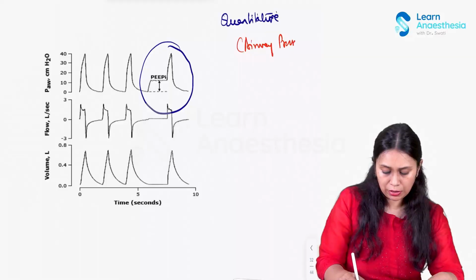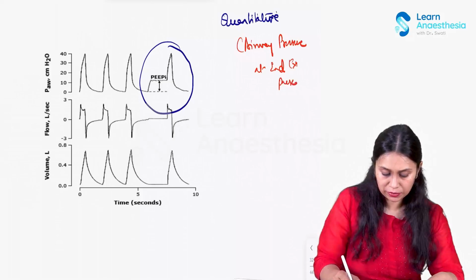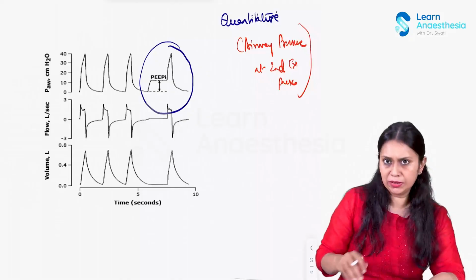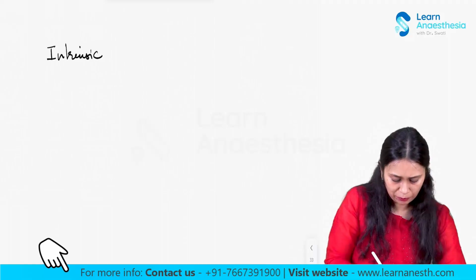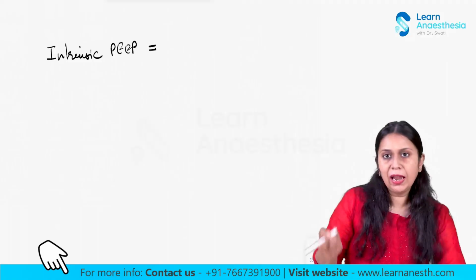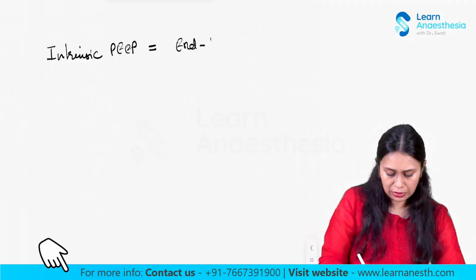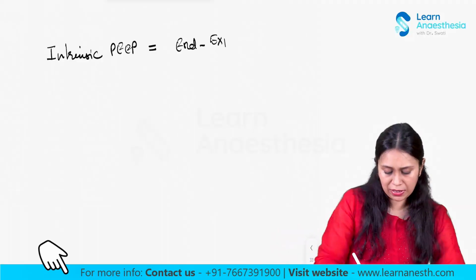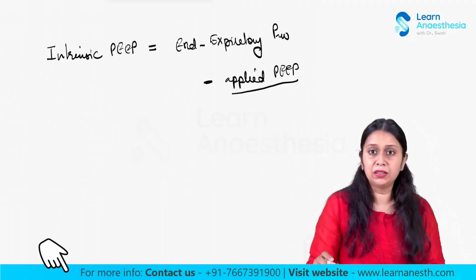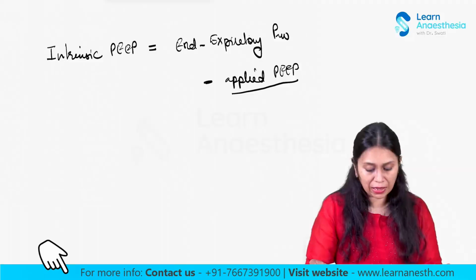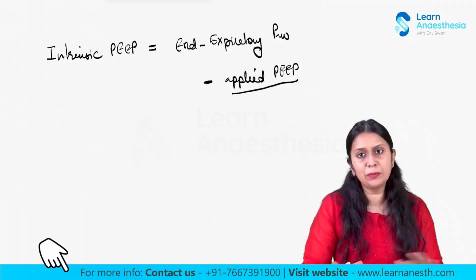The airway pressure at end expiration, at expiratory pause, right. So let us first understand, then I'll come back to this graph. What is the formula to calculate the intrinsic PEEP? Intrinsic PEEP is equal to end expiratory pressure minus the applied PEEP, right. To calculate it by this method, the intrinsic PEEP should be less than 10 centimeter of water, then only we can calculate it, and it will only be accurate if the patient is paralyzed.